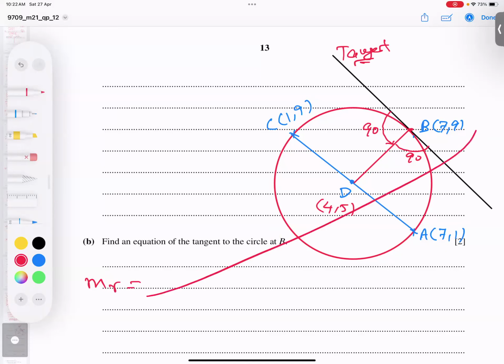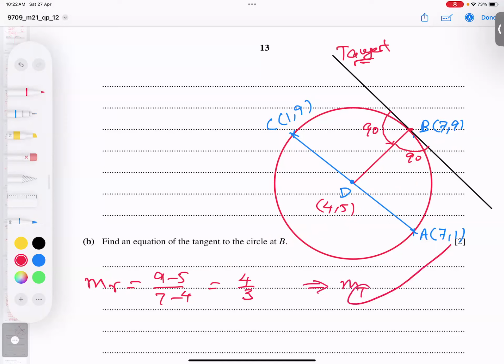And how to find it? y2 minus y1 over x2 minus x1: 9 minus 5 over 7 minus 4. I got 4/3, the gradient of the radius. And what is the gradient of the tangent? T for tangent, the black line, is the negative reciprocal.